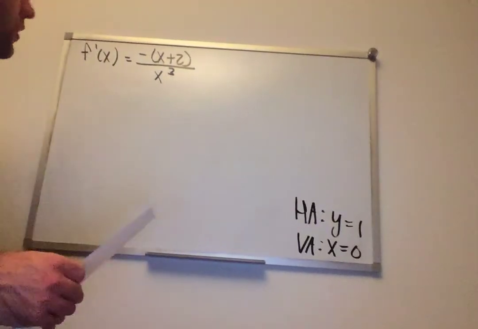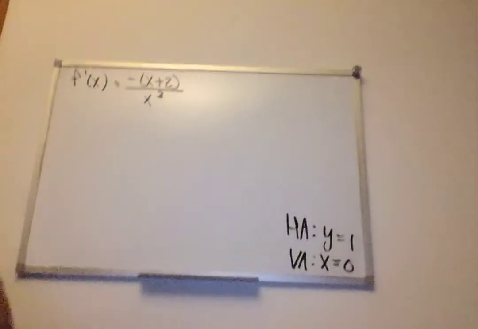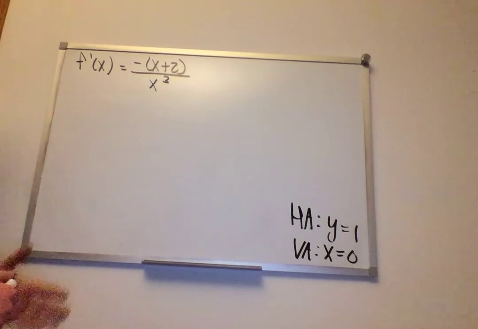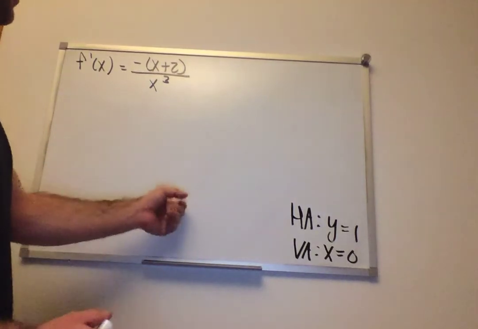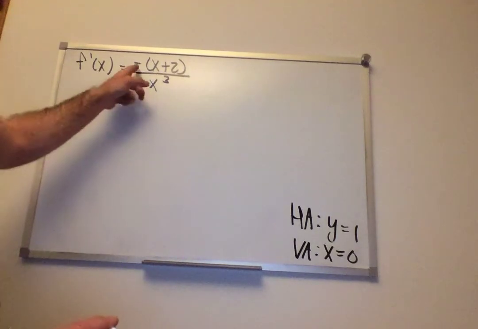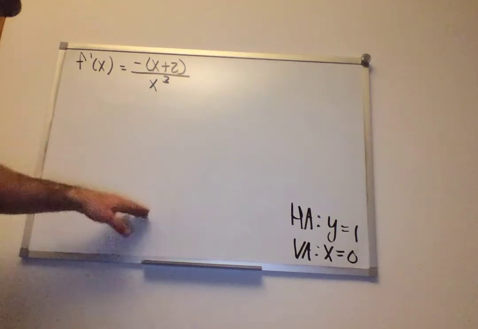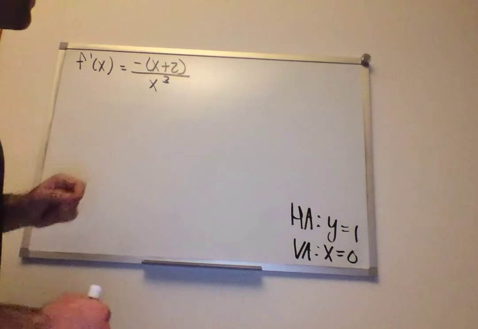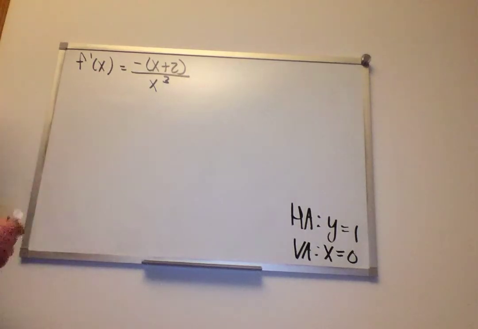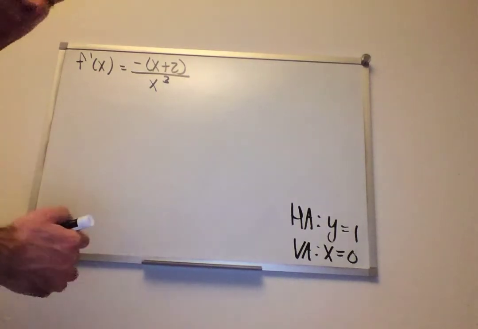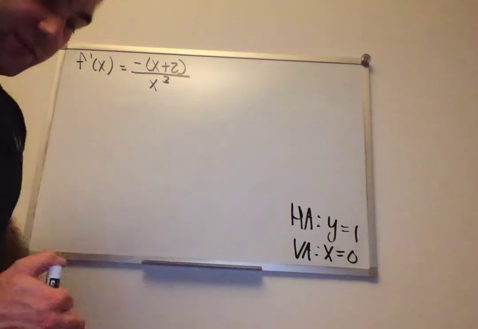Okay, so if you're continuing from the previous video, down here all I was doing was simplifying the derivative. You do have the derivative on there, negative x minus 2 divided by x cubed. All I did was factor out the negative. Okay, so we found our horizontal asymptote, we found our vertical asymptote.